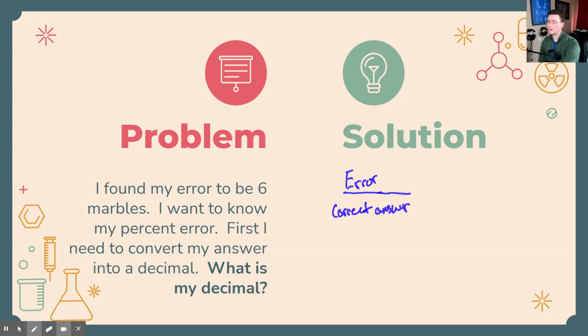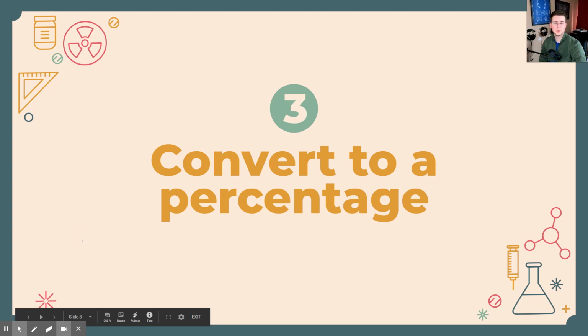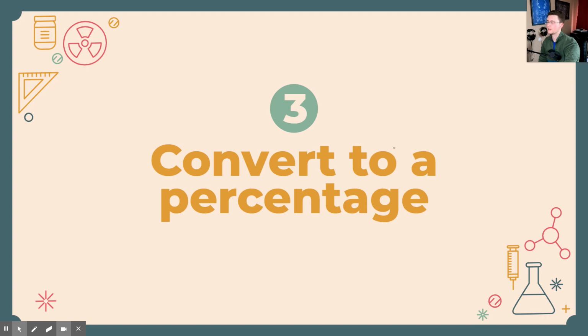Okay, so what that means for our question is we had said that I had 6 marbles. So I'm going to take 6 and I'm going to divide that by the correct answer. And if you remember from earlier, the correct answer was 60 marbles. Right, because remember that was what was actually in the jar. So I'm going to divide it by 60. And now if I do that, I should find my answer to be 0.1. That's my error as a decimal. And right now we're going to use this to work on our next step, which is converting to a percentage. We need to take our decimal and convert it to a percentage.